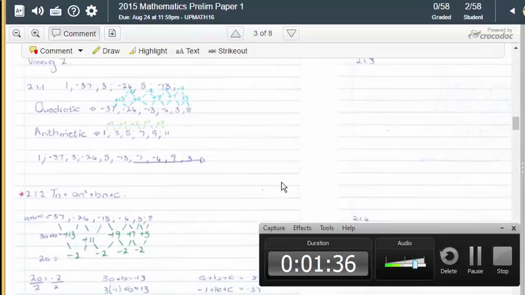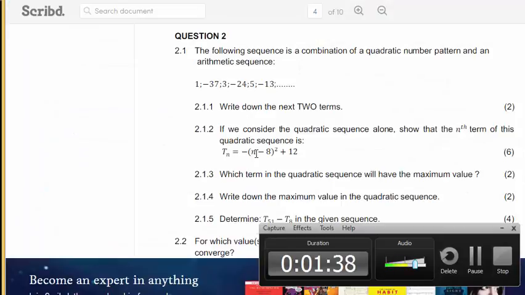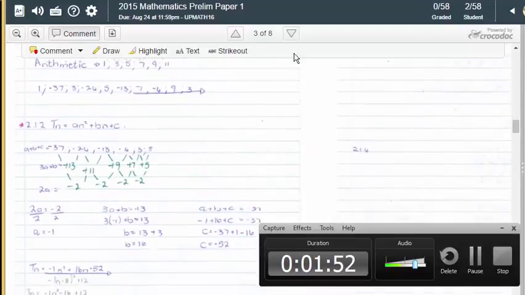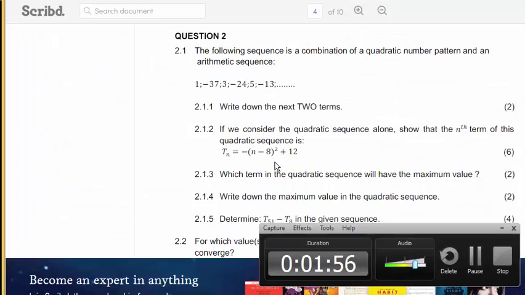That isn't a difficult question. But now the next question just throws people off completely. If we consider the quadratic sequence alone, show that the nth term of this quadratic sequence is, and there it is. And so we have to show this. Now what I want you to notice is that this is not the normal quadratic expression, and as a result this really throws students off.